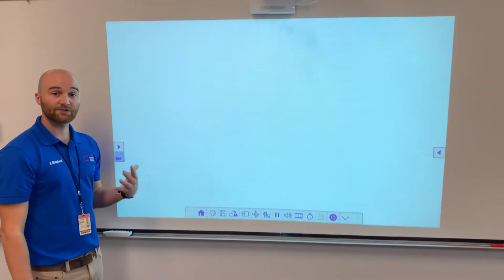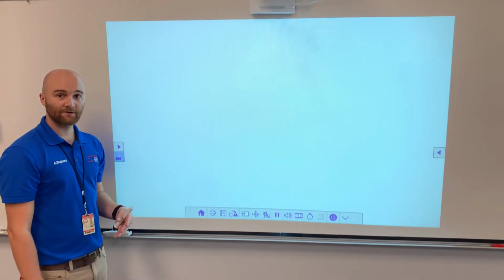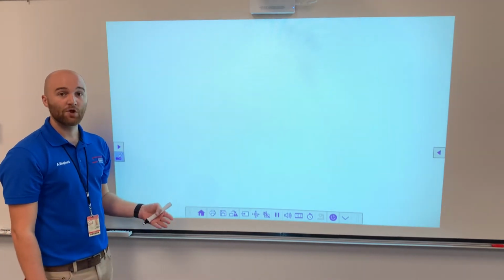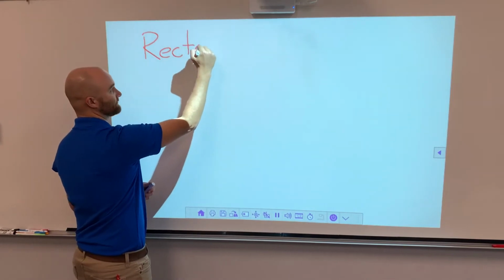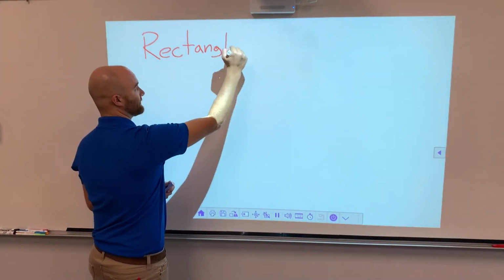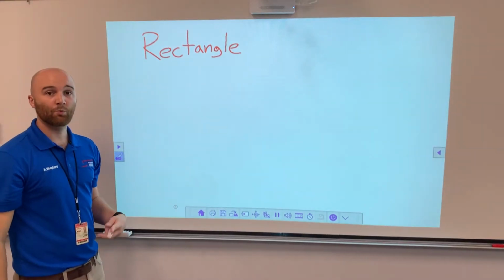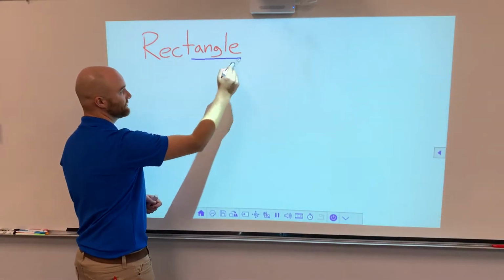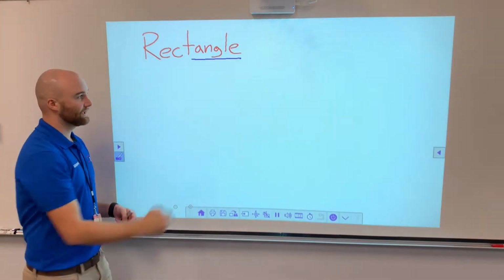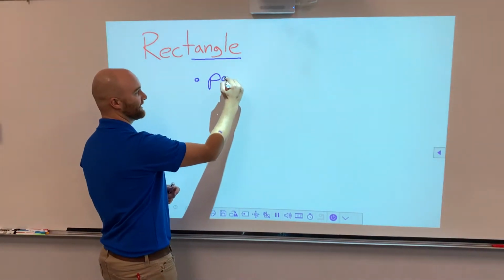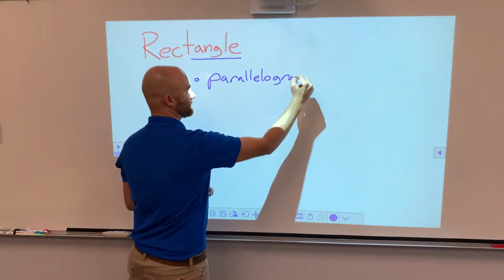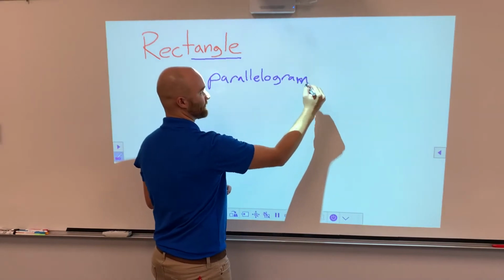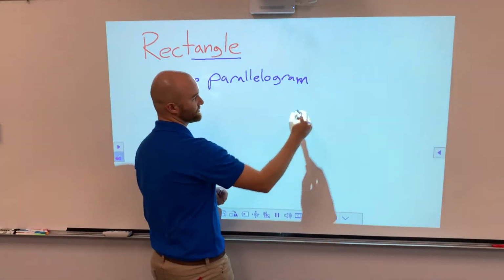Now, inside parallelograms, we have special types. Just like a parallelogram was a special type of quadrilateral, we have special types of parallelograms on the inside. The one you'll be most familiar with is a rectangle. And the word that will help us to remember what makes a rectangle special is in the word, rectangle. It's a parallelogram with four right angles.